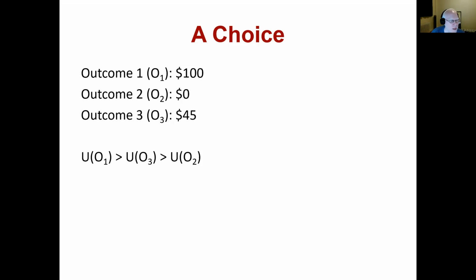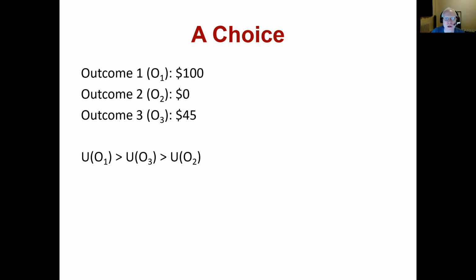So we could show that the preferences are ordered. We prefer outcome 1 to outcome 3 to outcome 2, because we prefer $100. At least I assume all of you would prefer getting $100. Your second favorite choice would be getting $45, and your least favorite choice would be getting $0.